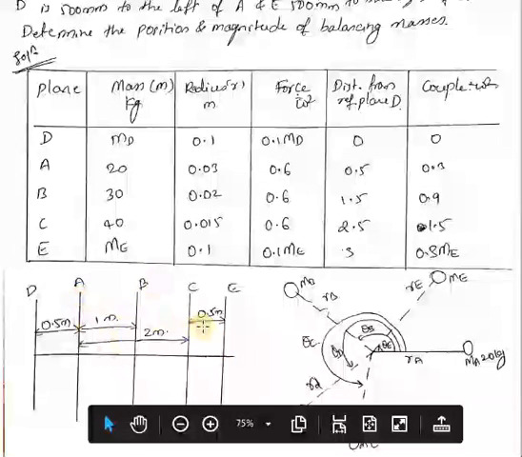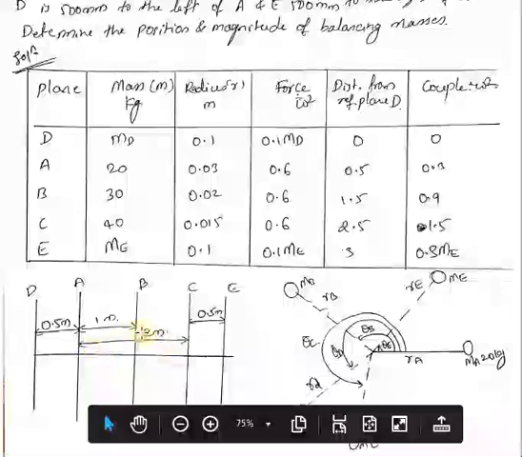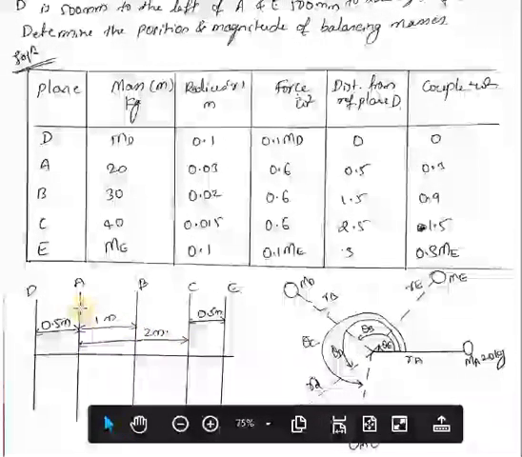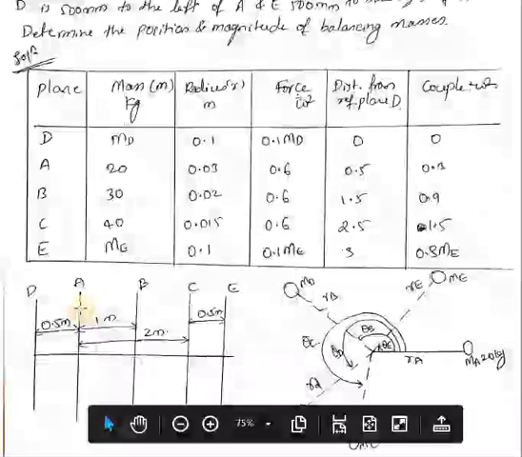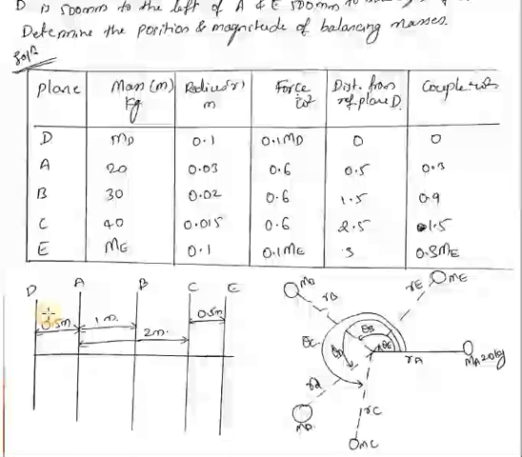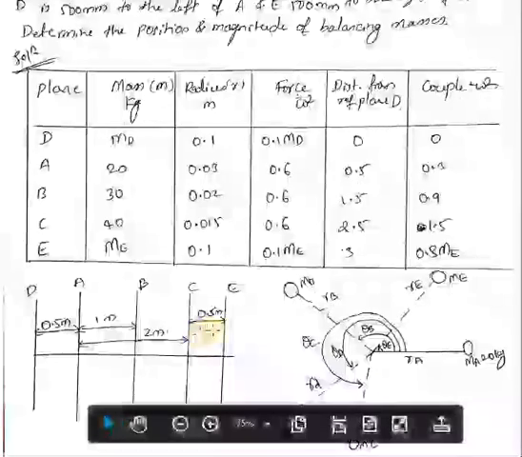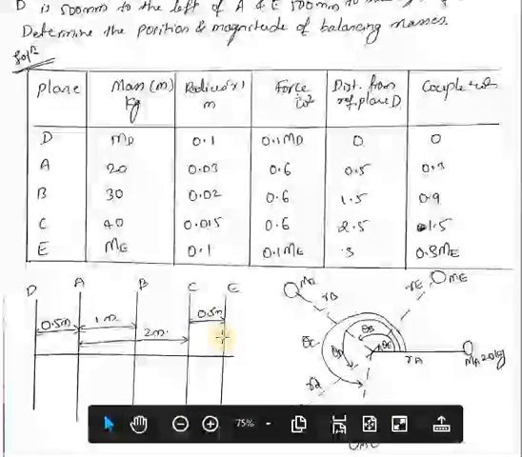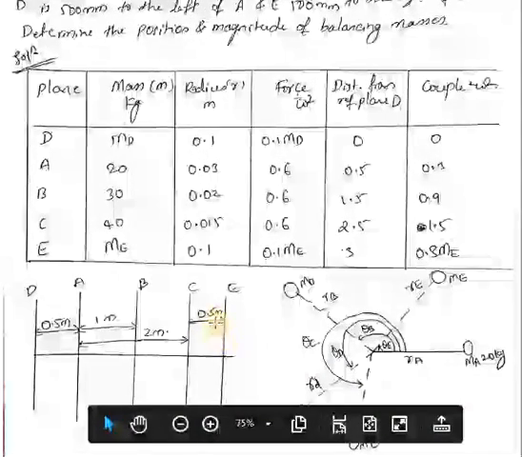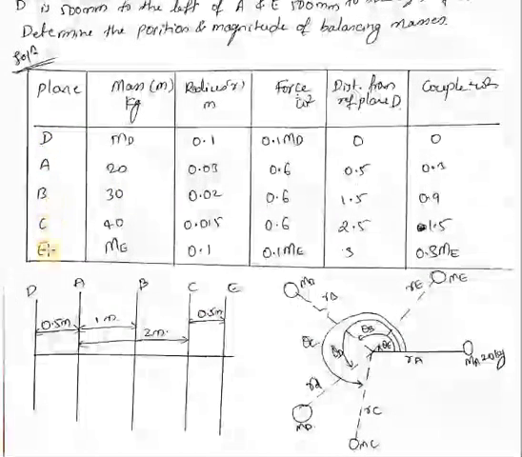First you draw A, B, C, and he has given the distance between AB and AC as 1 meter and 2 meter, that is 1000 mm and 2000 mm. And he has introduced two planes D and E. D is 500 mm towards the left side of A, and E is 500 mm towards the right side of C. Okay, so now the sequence is D, A, B, C, E.